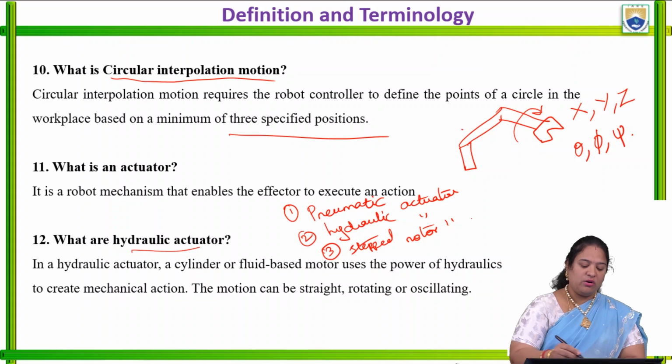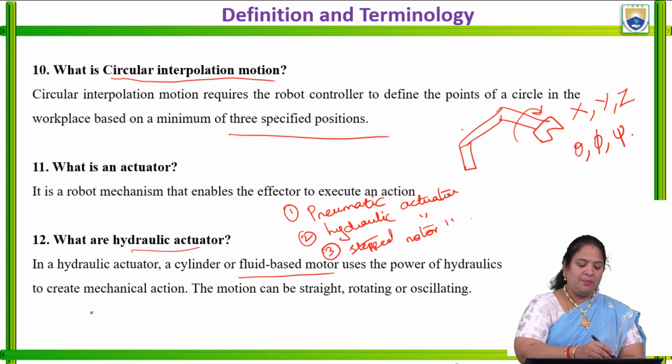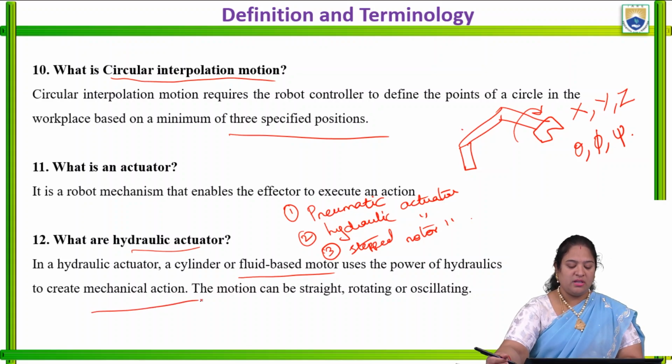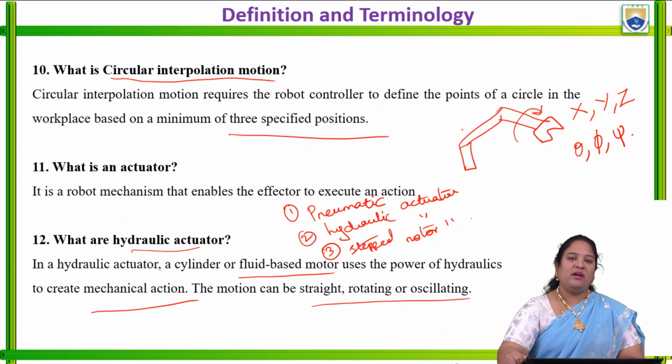The hydraulic actuator, as I've told you, is based on fluid, where the power of hydraulics is used to create mechanical action. The motion can be straight, rotating, or oscillatory. So when we use this type of actuator, the motion of the manipulator can be in a straight line, rotary, or an oscillatory motion.